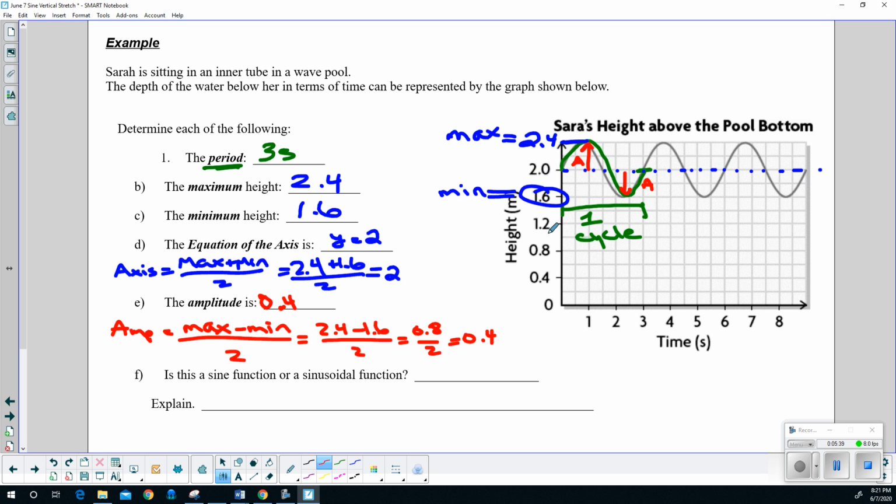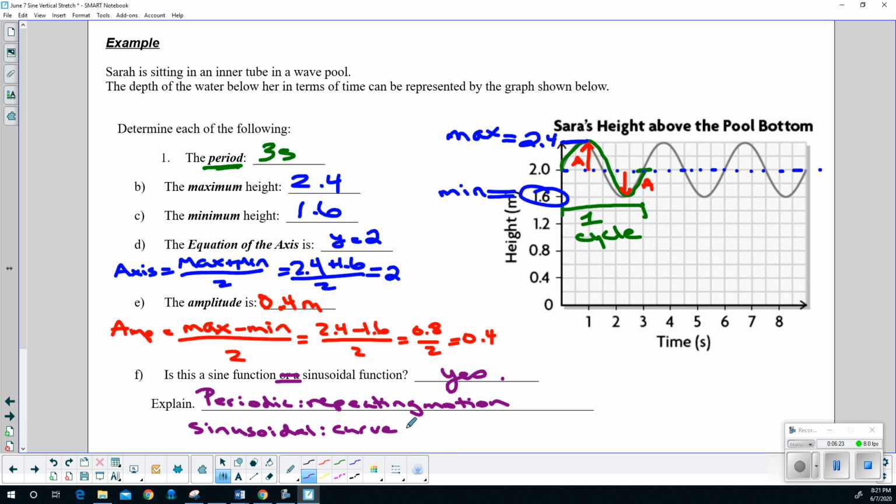So that means she's bobbing up and down on waves that are 0.4 meters above and below where they would be if it's flat. So is this a sine function or a sinusoidal function? Definitely. Yes, it is. And why is that? Well, first off, it's periodic, right? Because it has that repeating motion. And then it's sinusoidal, which is another way to say sine. So these guys are the same thing. Sine and sinusoidal function, it's the same thing. Sinusoidal because it's got that curviness to it.